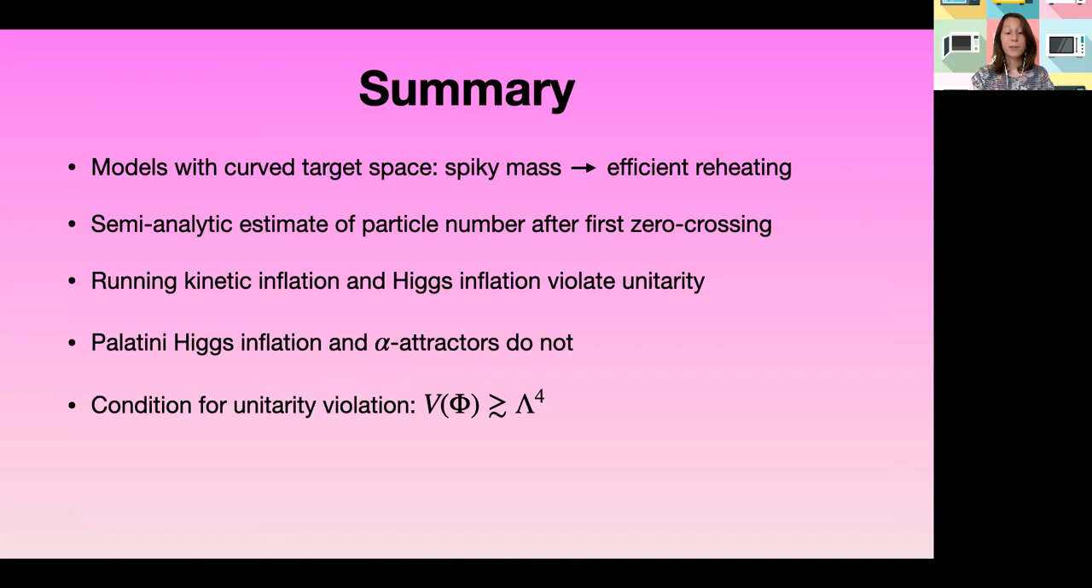It turns out that there's a very simple condition for unitarity violation, which is that the potential at the end of inflation should be larger than the cutoff to the fourth. And this determines whether unitarity is violated or not.